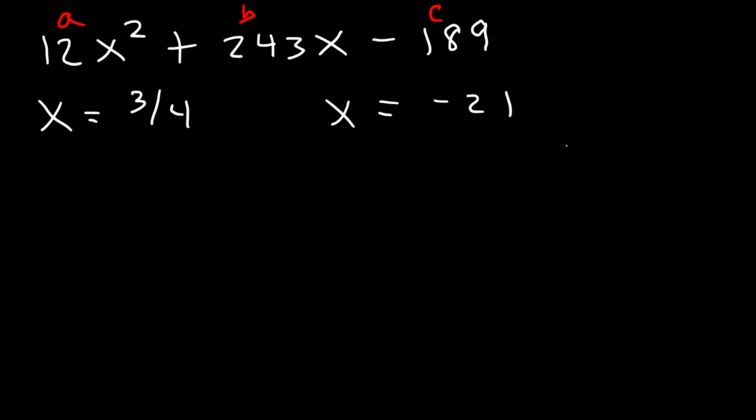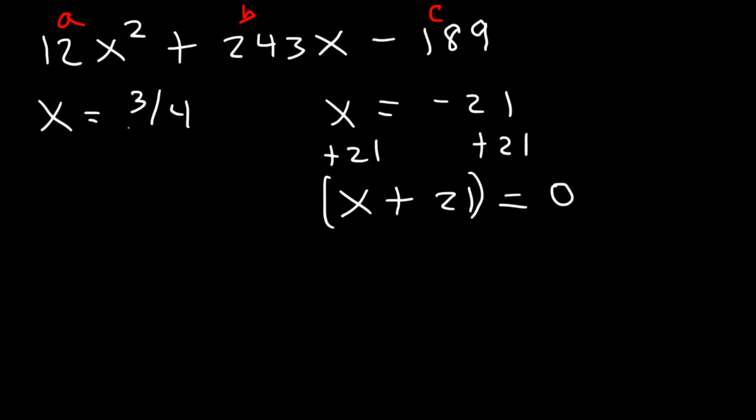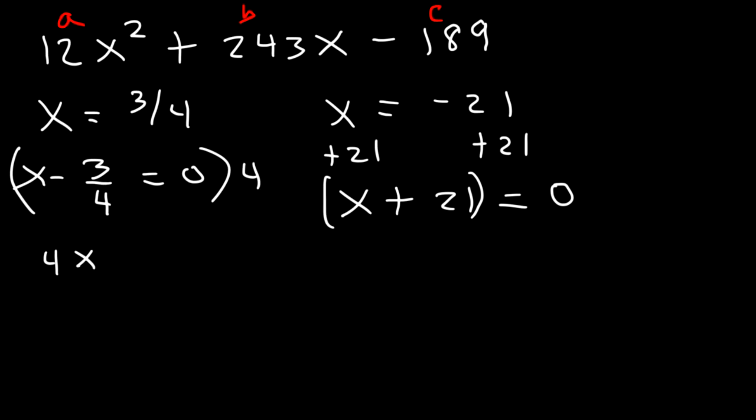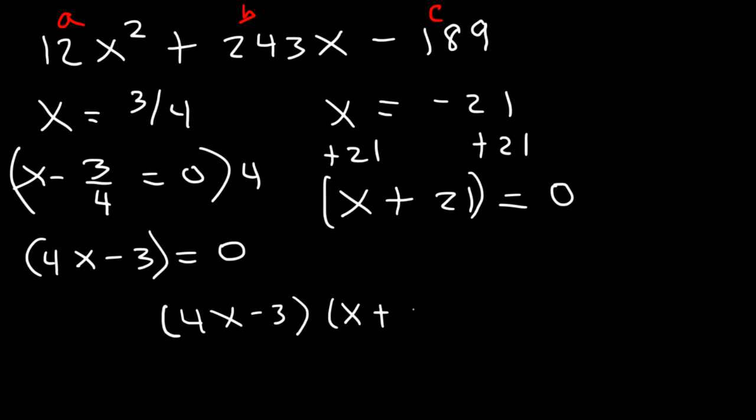On the equation on the right, I'm going to add 21 to both sides. If I do that, I'll get x plus 21 is equal to 0. This is one of the factors. Now for the other one, I'm going to move the 3/4 to the left side. So x minus 3 over 4 is equal to 0. Now I'm going to multiply both sides by 4. So 4x minus 3 is equal to 0. So if we put it together, it's going to be 4x minus 3 times x plus 21.